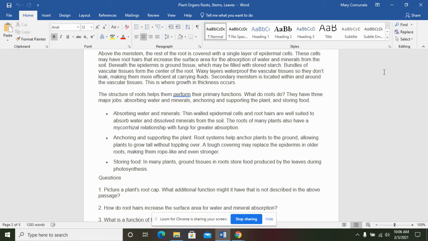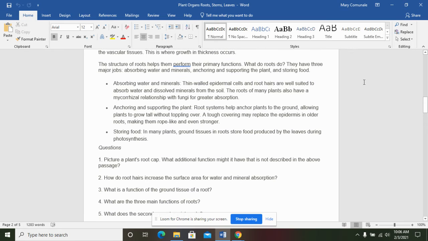Anchoring and supporting the plant. Root systems help anchor plants to the ground, allowing the plants to grow tall without toppling over. A tough covering may replace the epidermis in older roots, making them rope-like and even stronger. Storing food. In many plants, ground tissues in the roots store food produced by the leaves during photosynthesis.